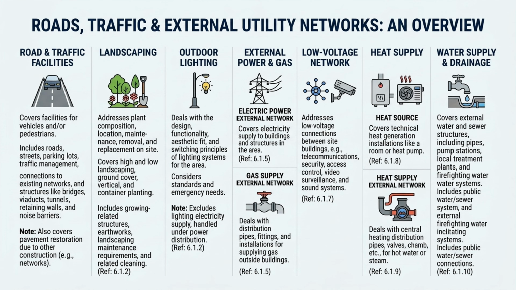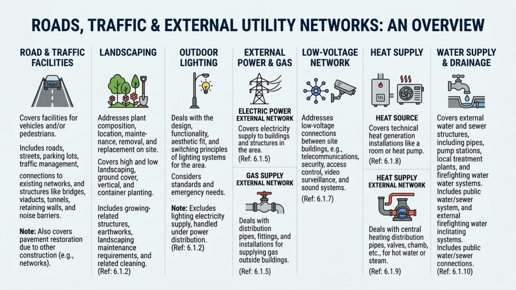This includes deciding which kind of plants should be used, where they should be placed, how they will be maintained, and what happens when the plants need to be removed or replaced. Both high and low landscaping are considered, covering things like ground cover and vertical planting. This category also deals with any structures and soil work necessary for plant growth and cleaning, and the special maintenance requirements for the upkeep.